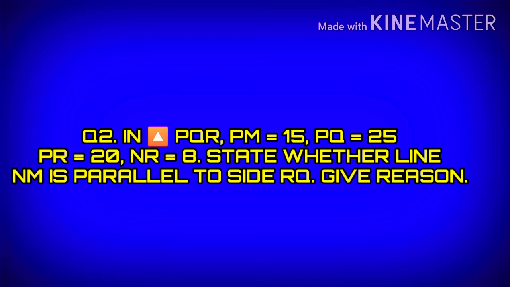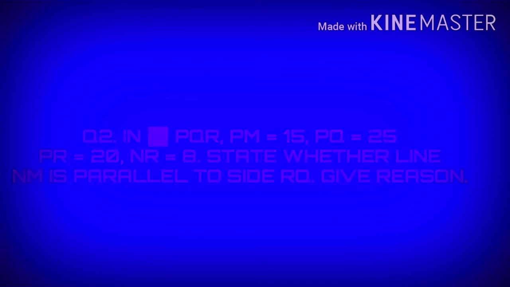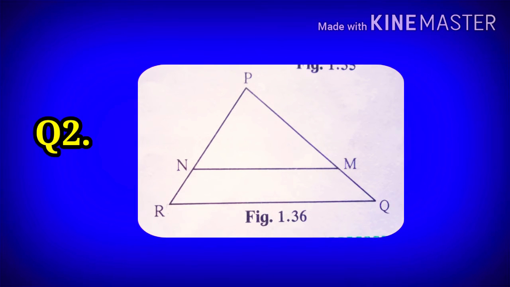Question number 2 tells us in triangle PQR, PM is 15, PQ is 25, PR is 20, NR is 8. So state whether NM is parallel to side RQ and give reason for the same. This is the diagram for question number 2. Here we see PM is 15, PQ is 25, NR is 8 and PR is 20. So now let's move on to the solution.